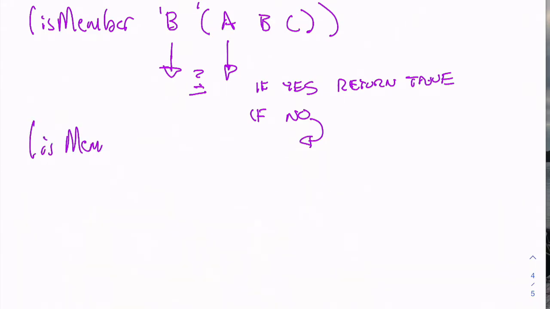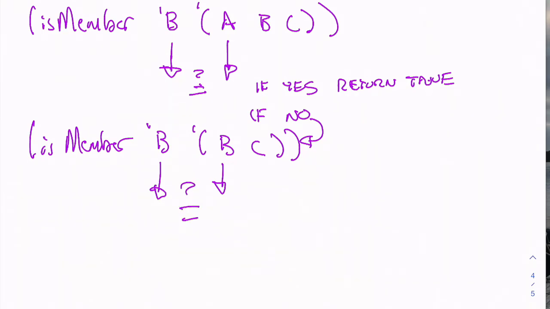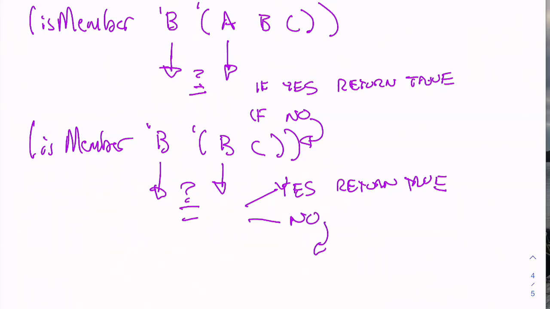isMember B, B, C. And then we're going to take B again, and we're going to take B, the first item in the list, and we're going to compare them and see if they're equal. So if we get yes, we're going to return true. And no, we're going to continue. But in this example, these two are equal. B and the first item from the list are equal. So we're going to return true. So that's a pretty straightforward example.